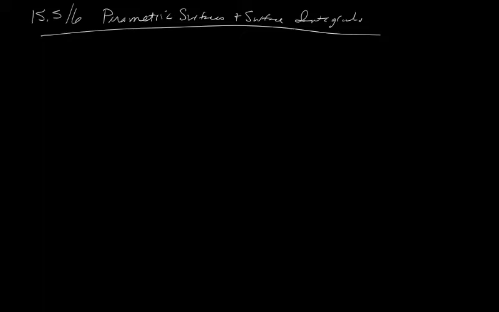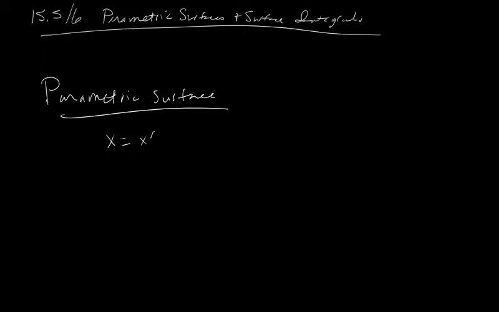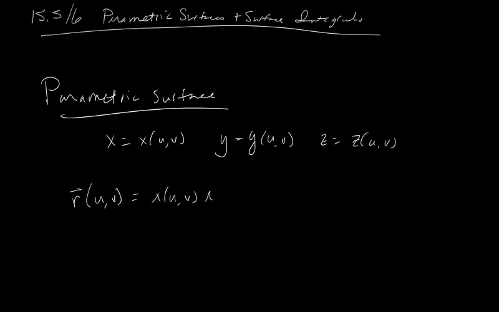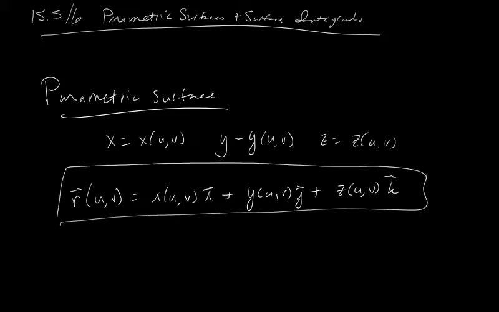First of all, the parametric surface. If we have x, y, and z parameterized as functions of u and v, x equal to x of u v, y equal to y of u v, and z equal to z of u v, then the parametric surface is given by r of u v equal to x of u v in the i direction plus y of u v in the j direction plus z of u v in the k direction. That's the equation of the parametric surface.